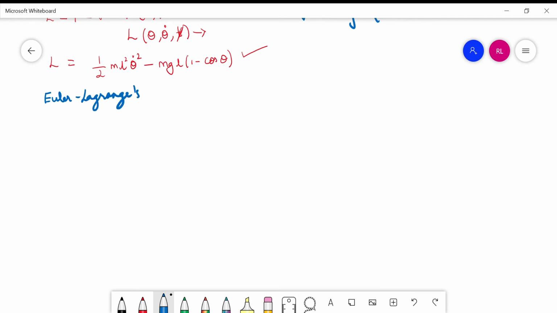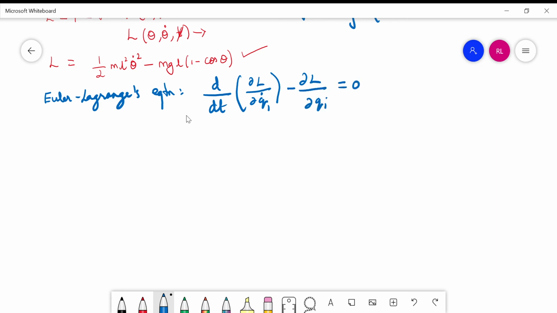Euler Lagrange's equation is nothing but d by dt of ∂L by ∂q̇i minus ∂L by ∂qi equal to 0. Here we know that the generalized coordinate is nothing but theta. So d by dt of ∂L by ∂θ̇ minus ∂L by ∂θ.